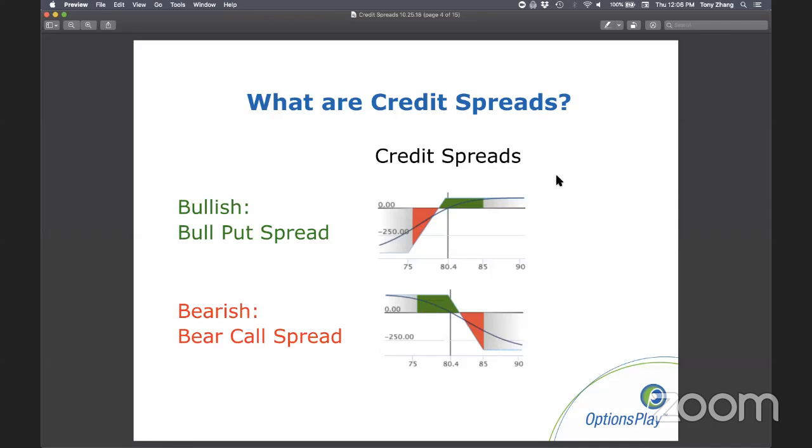So I'll talk about what credit spreads are. There's really two spreads that we need to consider when we're talking about credit spreads. There's a bullish strategy and a bearish strategy. And credit spreads are basically the inverse of debit spreads. So instead of trading a long call vertical, you are trading a bull put spread as the bullish credit spread, and then a bear call spread as the bearish credit spread.